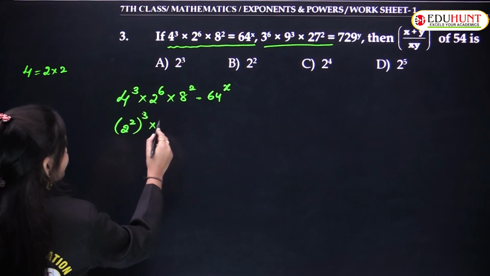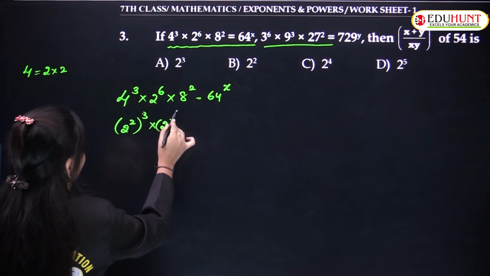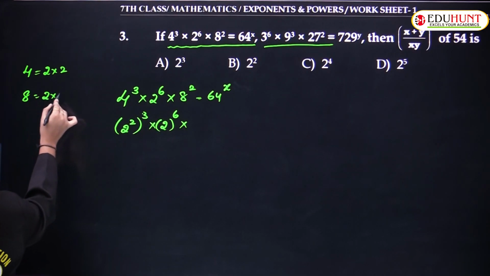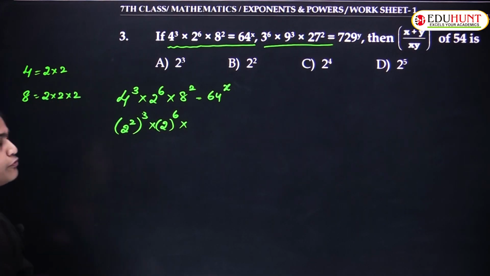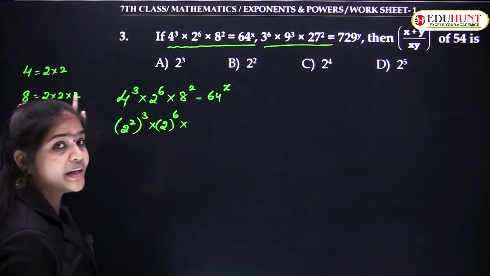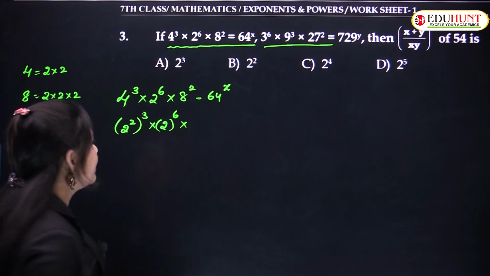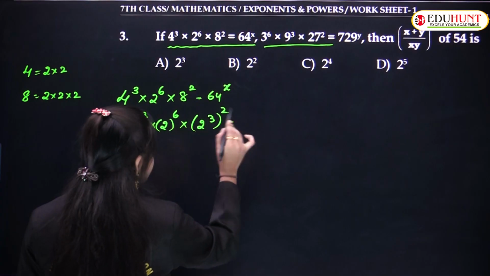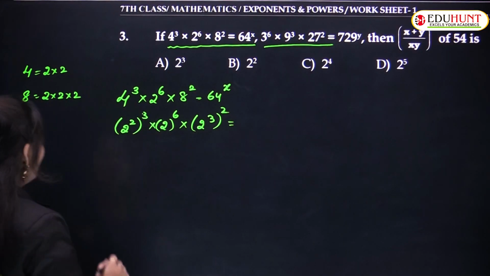Into here, already 2 is there, no? So write it as 2 power 6 into 8. How can we write 8? 2 2s are 4, into 2, 4 2s are 8. So here how many times is 2 repeated? 3 times repeated. So that's why here 2 cube whole square, which is equals to 64.